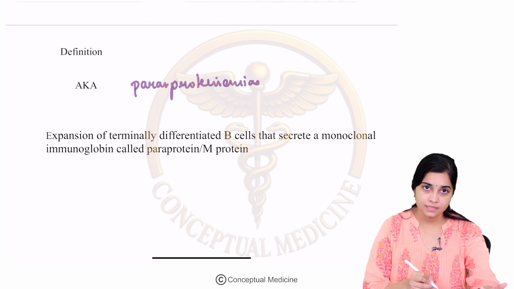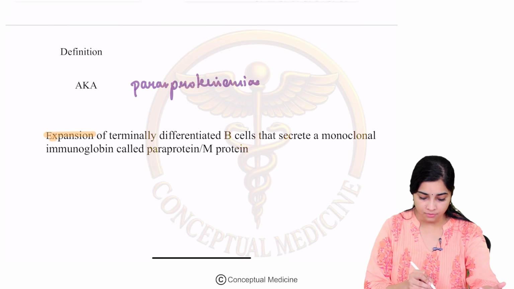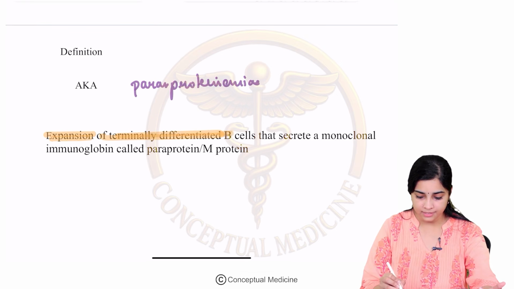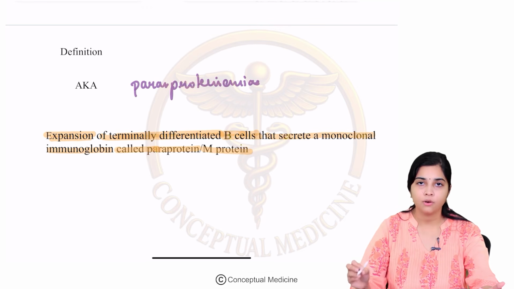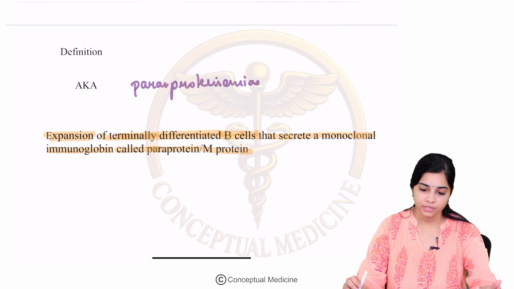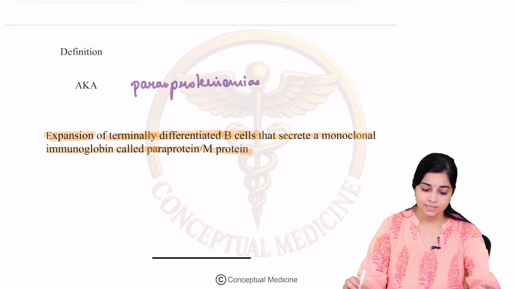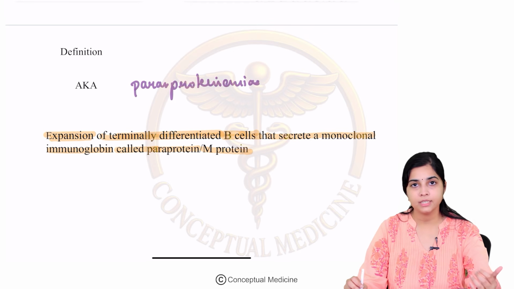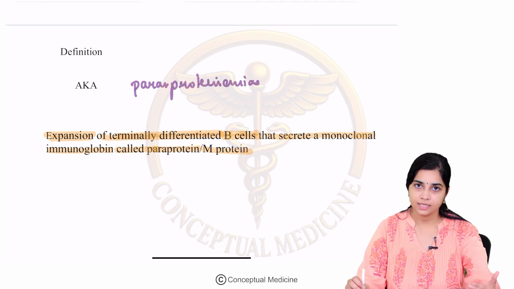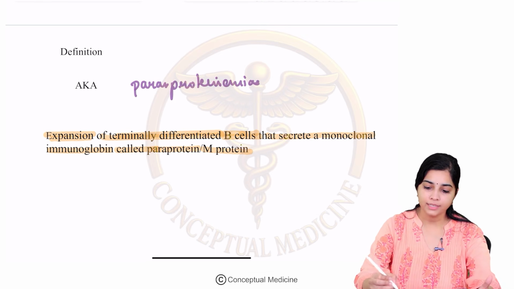Right, so a plasma cell disorder refers to the expansion of terminally differentiated B cells that secrete a monoclonal immunoglobulin called a paraprotein or an M protein. Okay, so let me just repeat that. This is an expansion of a terminally differentiated B cell that secretes a monoclonal immunoglobulin, which is called a paraprotein or an M protein.